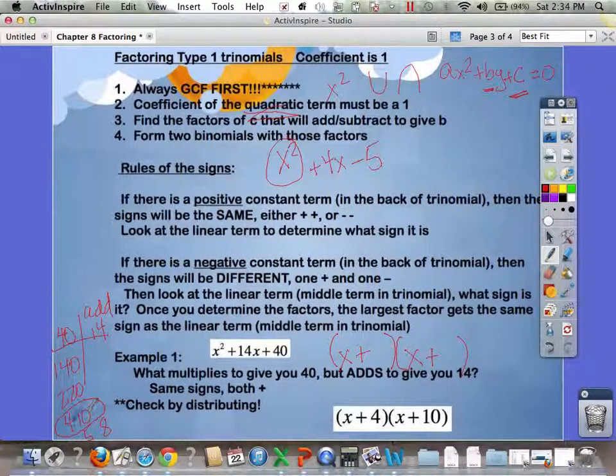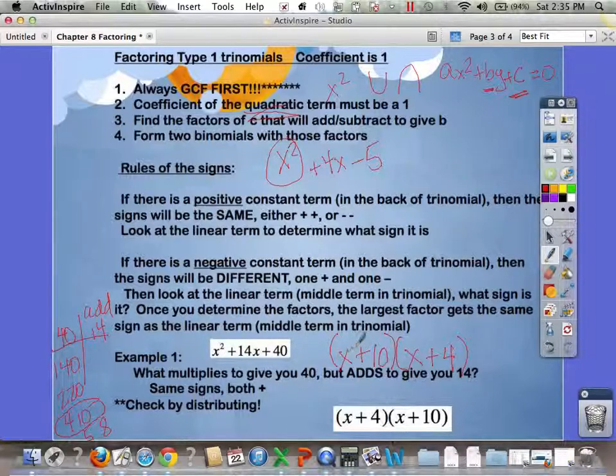Okay? So then you just split them up. Use 4 and 10. It doesn't matter where you put them because all your signs are the same. Okay, you could put x plus 4 in the front of x plus 10, that's fine. But this is now factored.